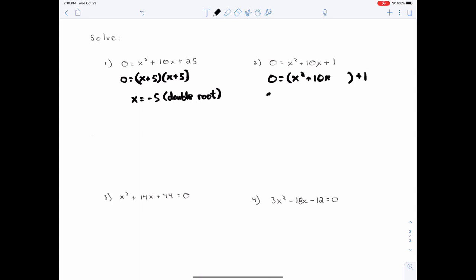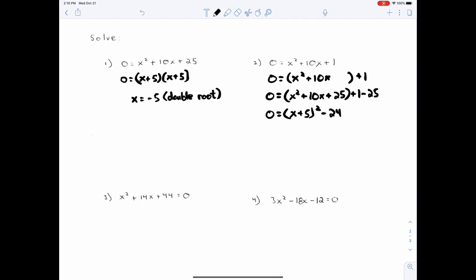Then we're going to take the 10, cut it in half, and square it. And you should know how to do this, so I'm not going to go into a lot of detail here. And then because I added 25, I'm going to subtract 25 at the same time. And then I'm going to say x plus 5 quantity squared minus 24.